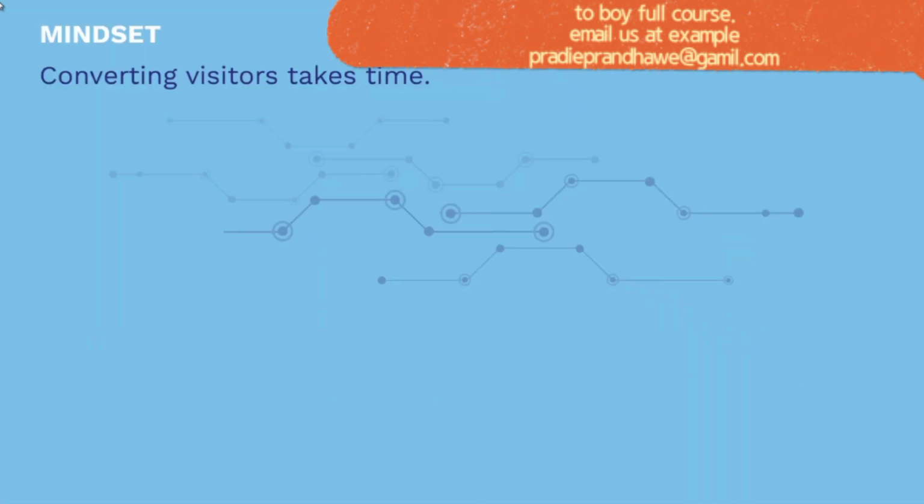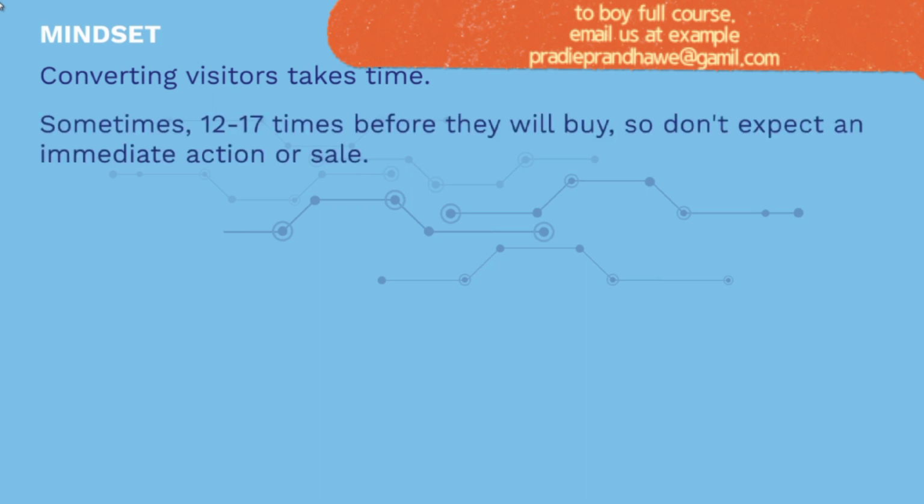Let's talk about mindset, because I'm a big believer in having the right mindset before you get started. I want you to realize that you're not going to make a sale or get leads right away just by setting up a Facebook retargeting campaign. Converting visitors really does take time. To be realistic, sometimes it takes 12 to 17 touch points, meaning you have to get in front of them 12 to 17 times before they will buy. So don't expect an immediate action or an immediate sale.